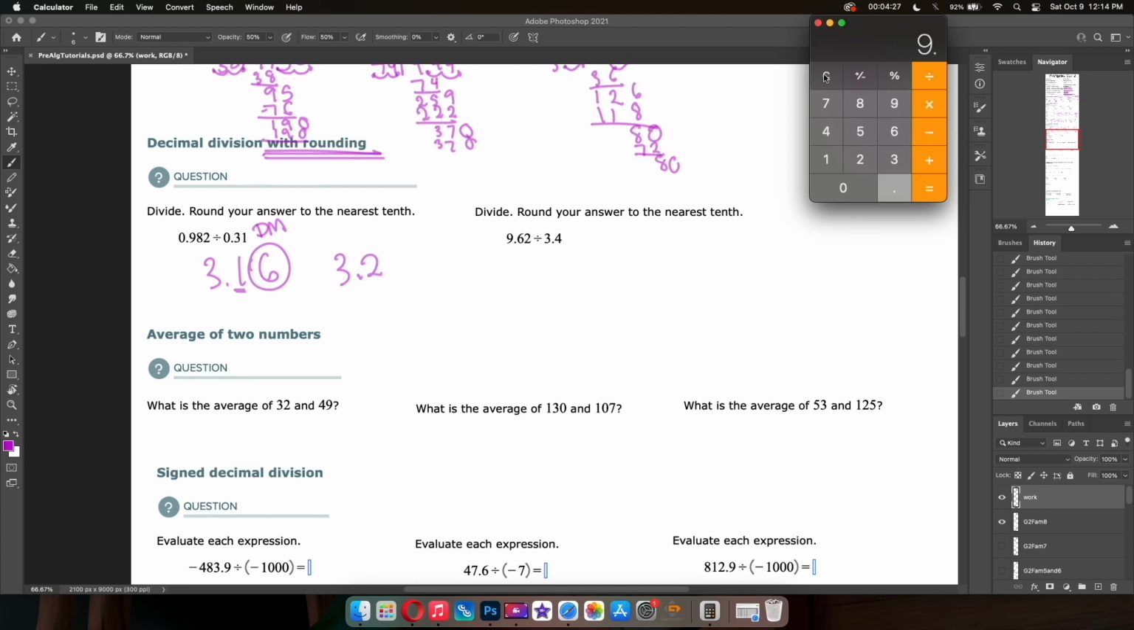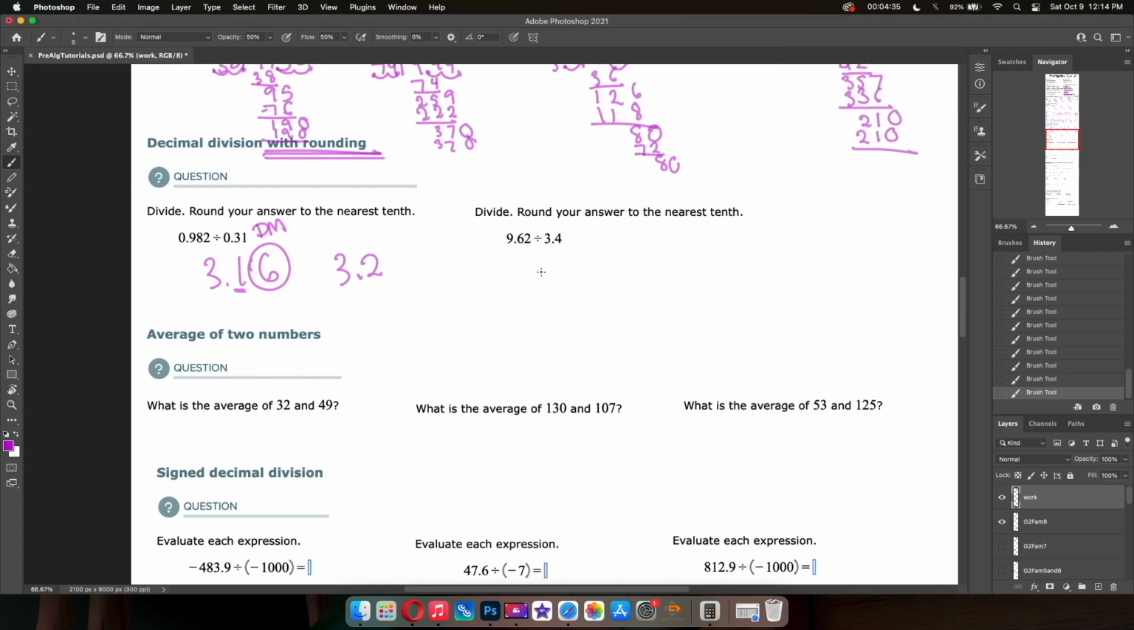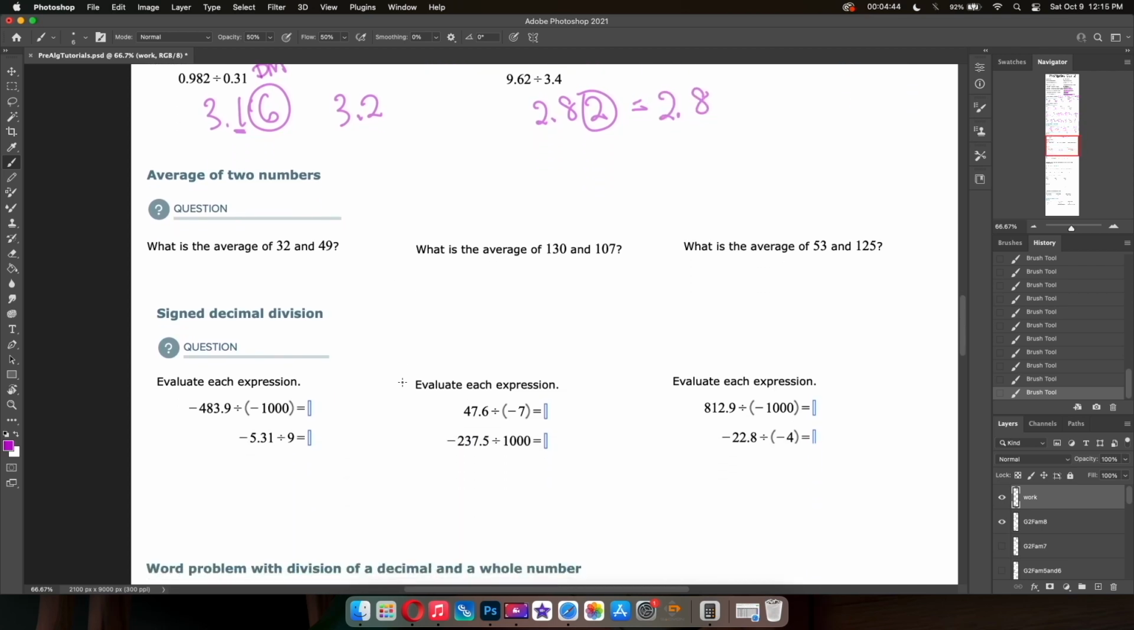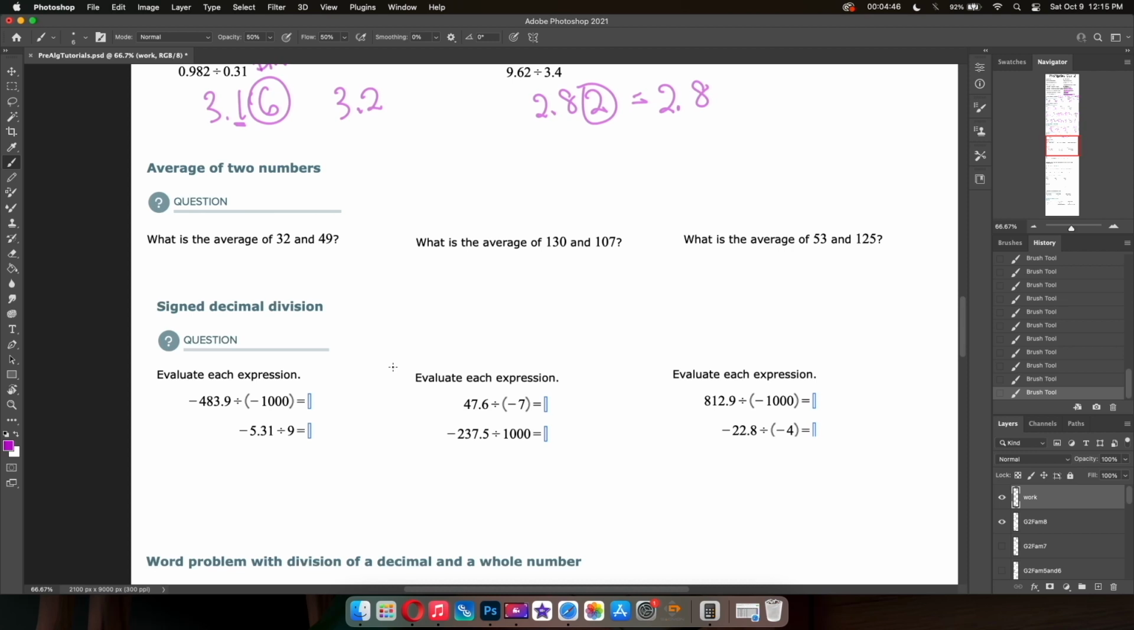So we have 9.62 divided by 3.4, and we have 2.82, round to the nearest tenth, 2.82. There's my decision maker, stay the same, so our final answer is 2.8. Now we start getting into some nominally fun stuff.